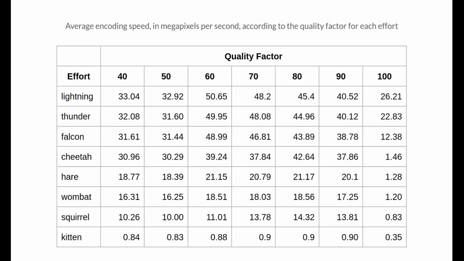Images with a quality factor of 100 are slower to encode than images with a quality factor below 100. We believe that this is because an image with a quality factor of 100 has more data to encode. Moreover, with a quality factor of 100, the efforts Lightning, Thunder, and Falcon offer an encoding speed that is much faster than the other efforts. We believe that this is because these three efforts disable most or all coding tools, which greatly reduces the required processing.